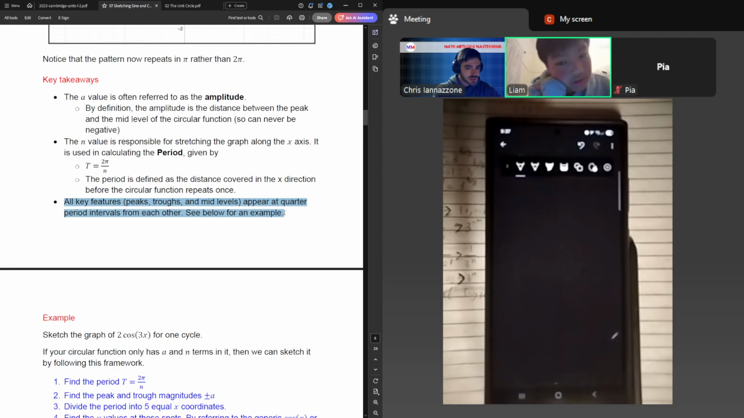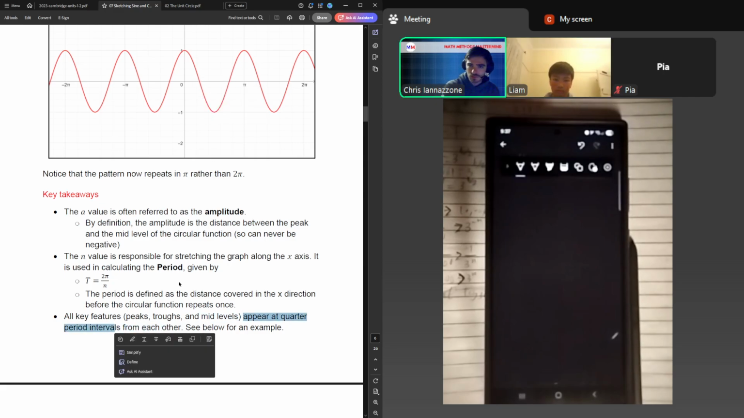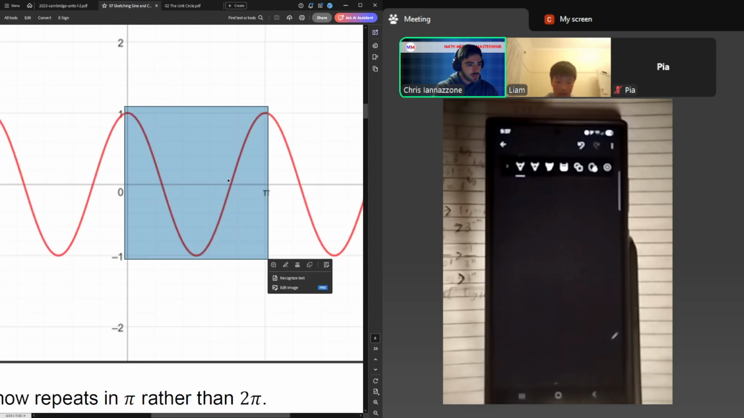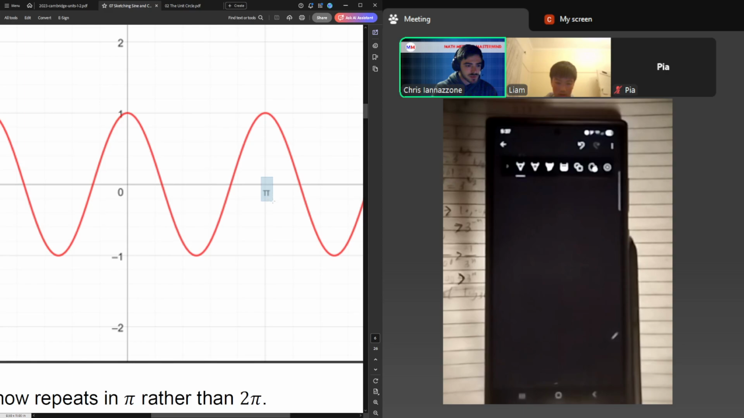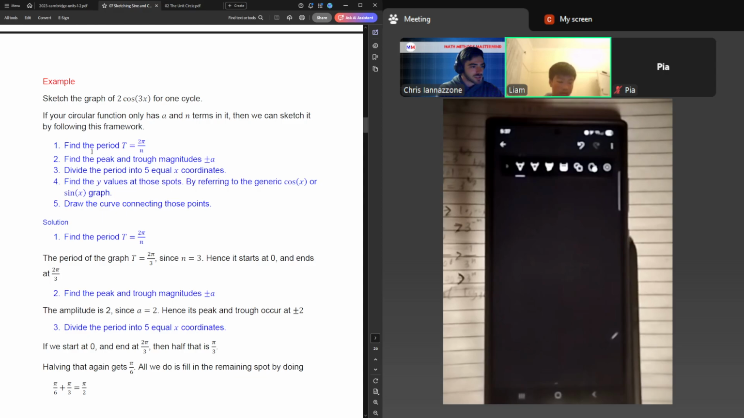One other thing that I like to explain when it comes to sketching circular functions is that all of the key features, the peaks, the troughs, and the mid-levels, are always going to occur at quarter period intervals from each other. So within a given period, basically every quarter of that. In this case, if the period is pi, a quarter of a period is a quarter pi. This is going to occur at 0, pi over 4, pi over 2, 3 pi over 4, and then finally pi. Knowing that it's split in quarters makes it really easy for us to dot out what that circular function looks like. We're going to have a look at that now.